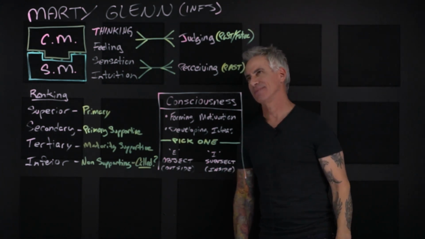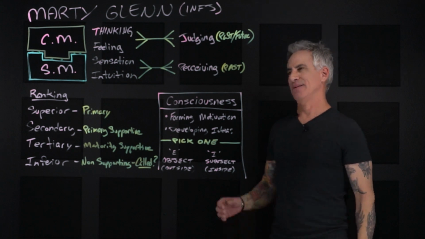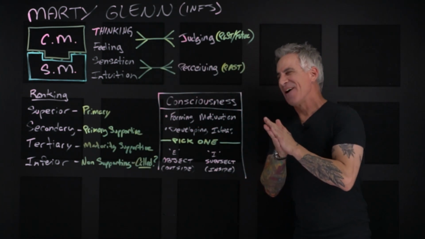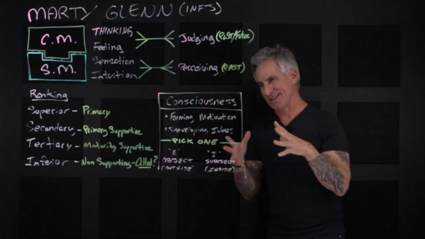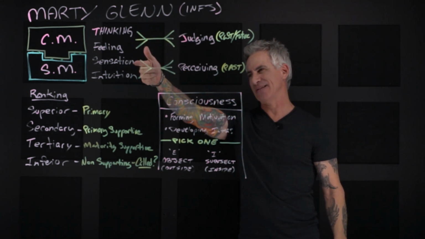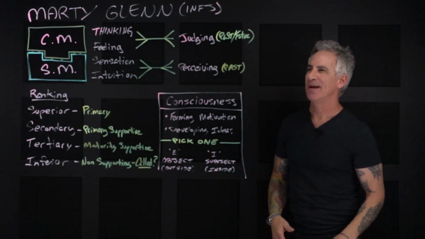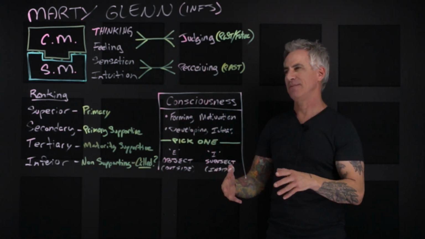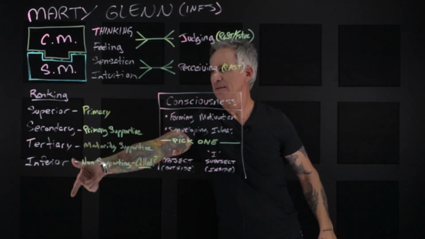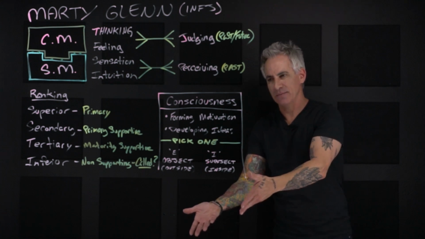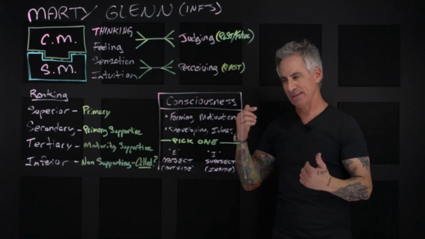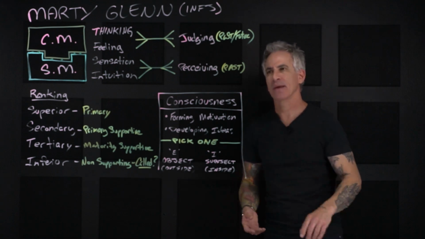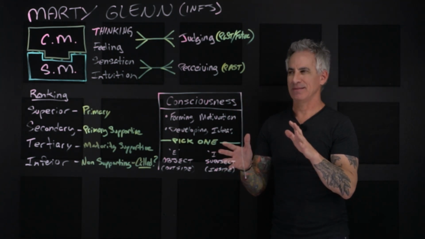All right, so the four functions according to Carl Jung and MBTI are, obviously, thinking, feeling, sensation, and intuition. We have judging and perceiving. When you look at what's on the board, everything in pink is standard. Anything in orange is something I made up, meaning it's mine.